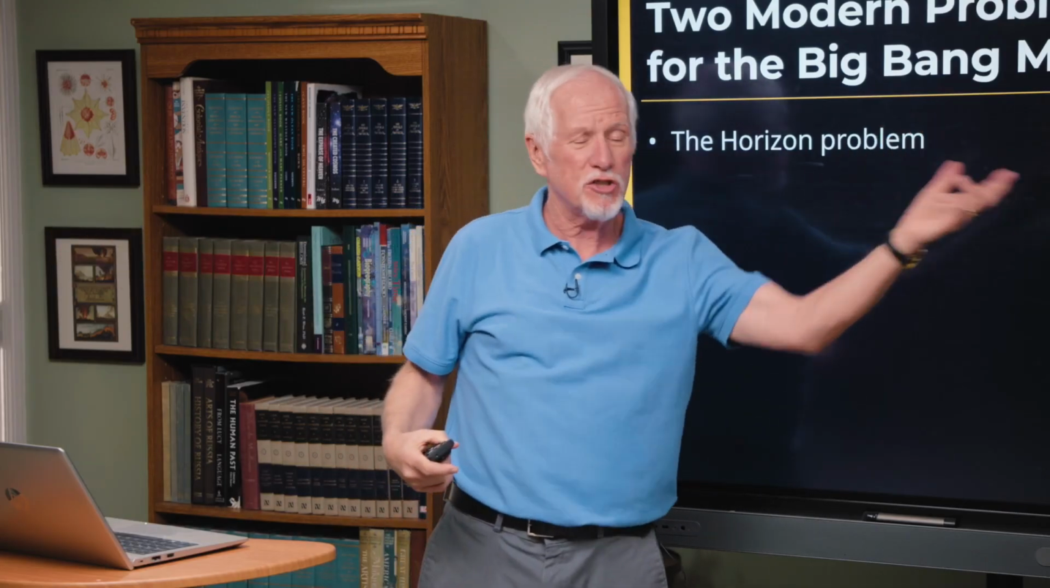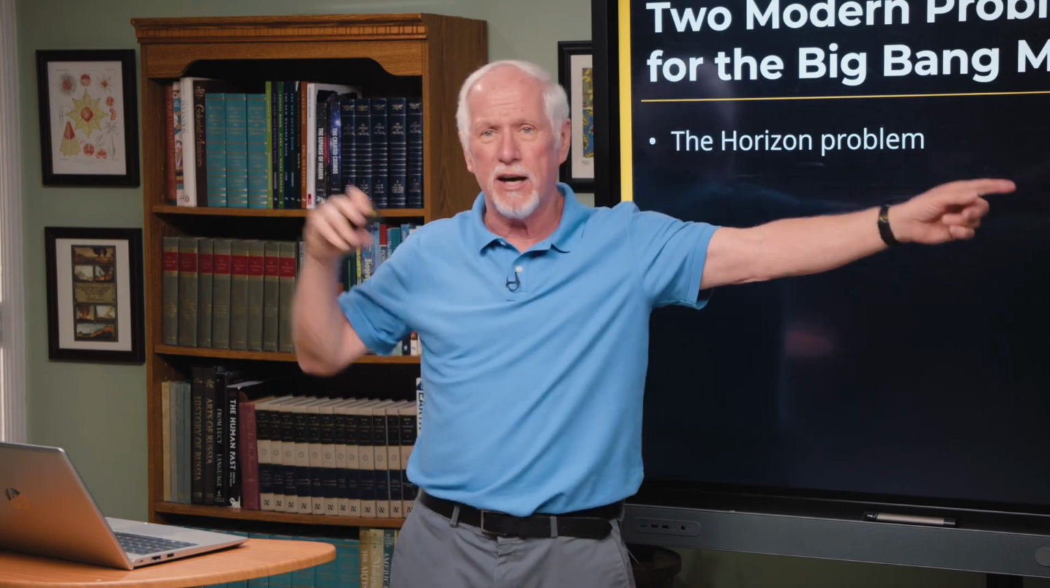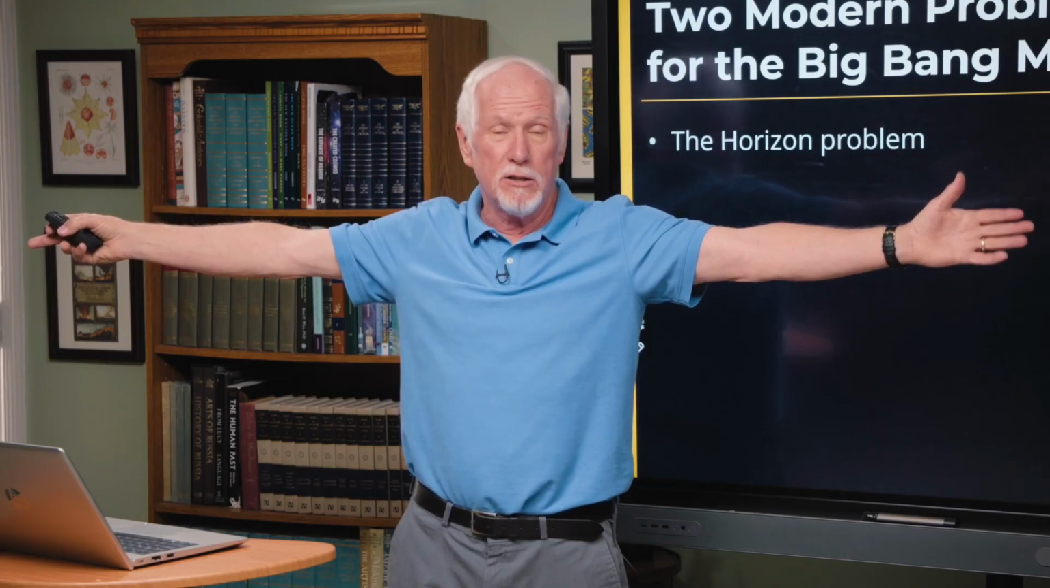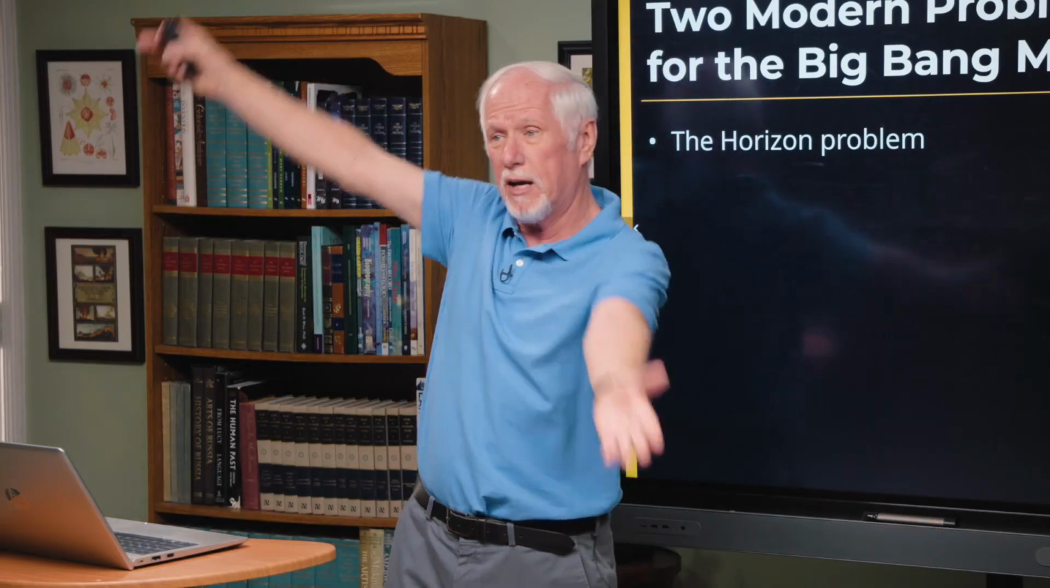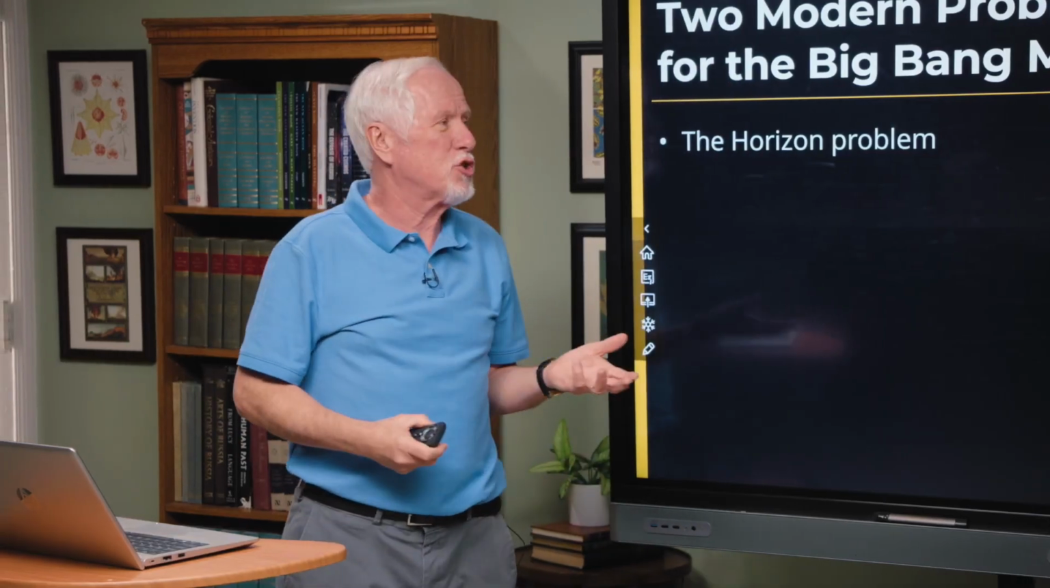Now, if the light from A is just now getting to me, and the light from B is just now getting to me, is there any way that light from A has gotten to B and B from A? And the obvious answer is no. It doesn't depend on which direction you go, any pair of opposite directions like this. It's impossible for those things to have been in what we call thermal contact.